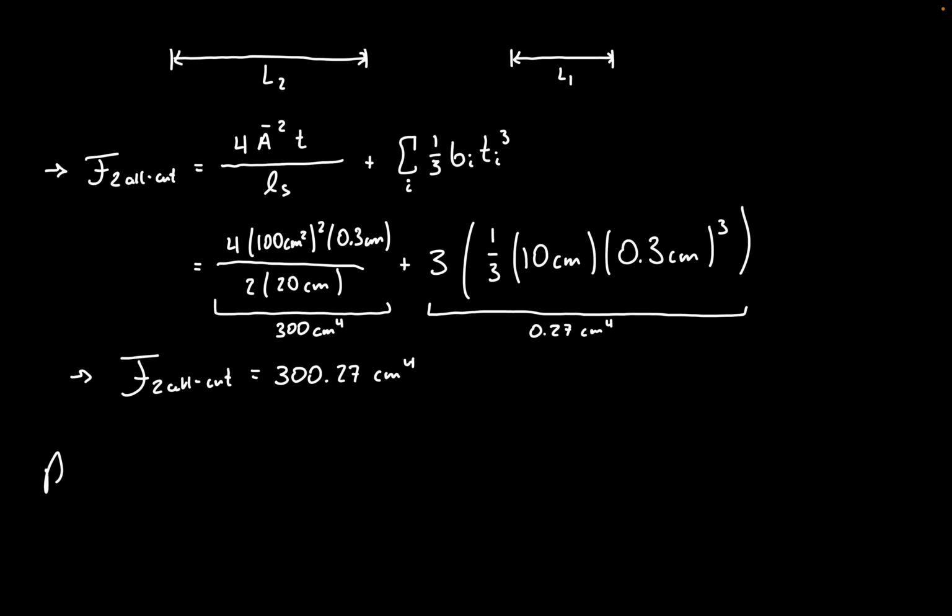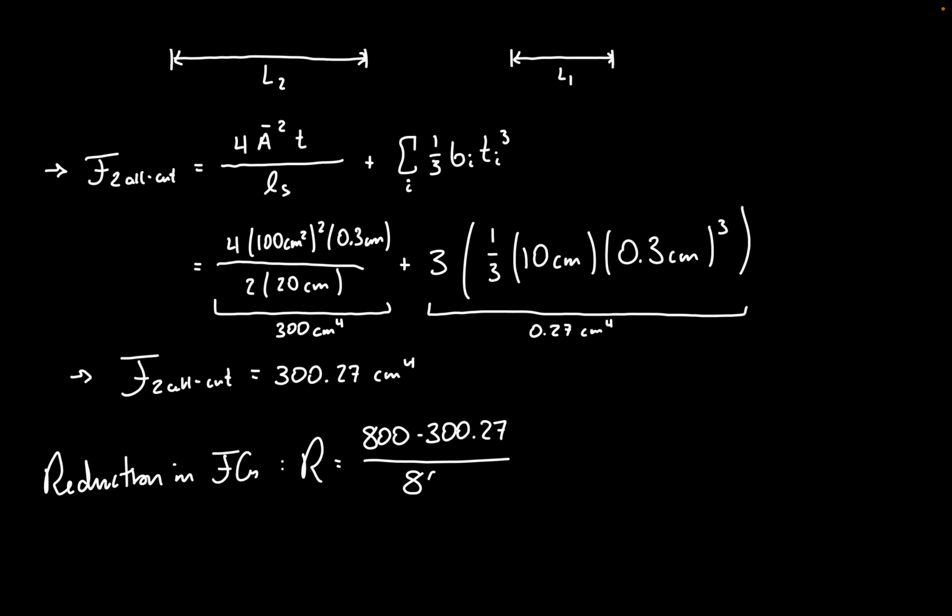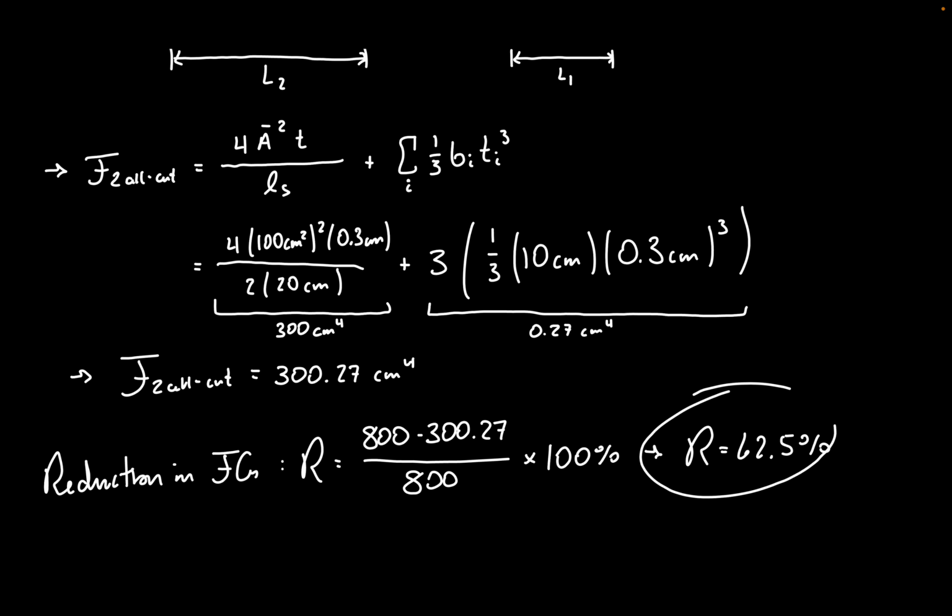And we can actually calculate this percent of reduction in JG. So let's do that now. Essentially I have R as the reduction. It's going to be 800 minus 300.27 divided by 800 times 100%. So we get a reduction in torsional rigidity of about 62.5%, which is pretty significant compared to the original.